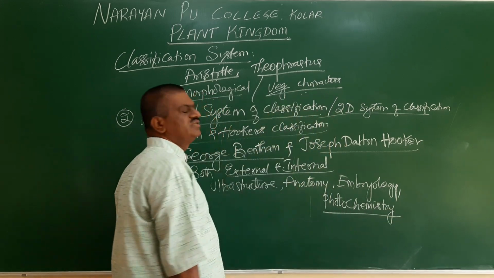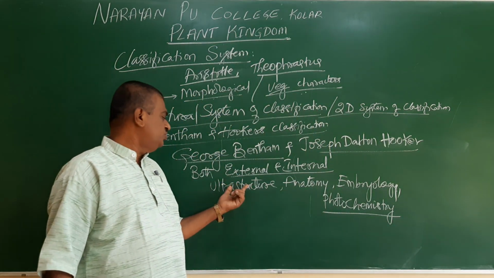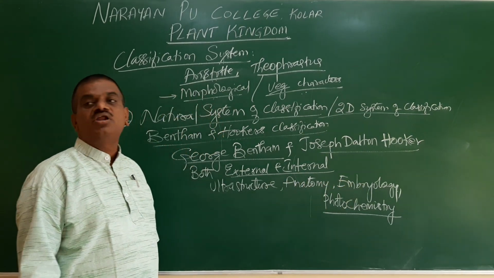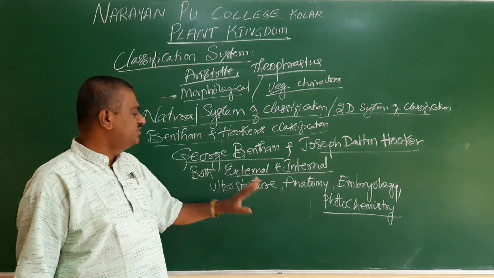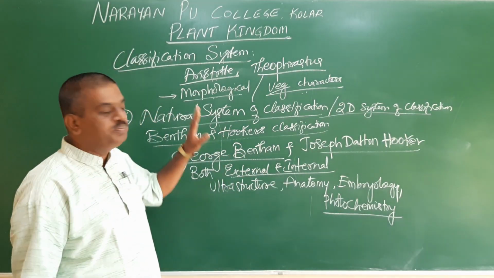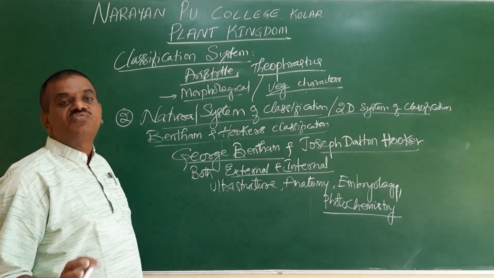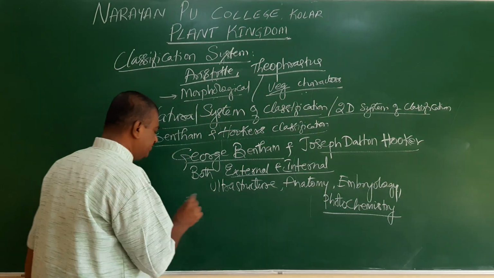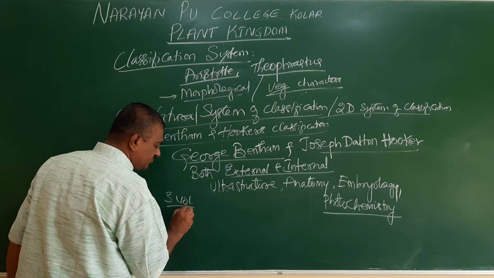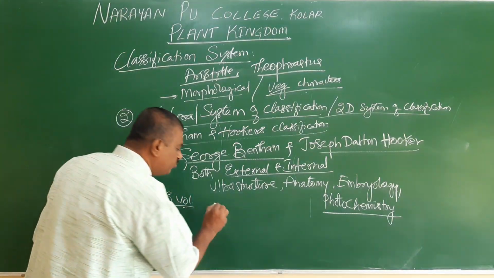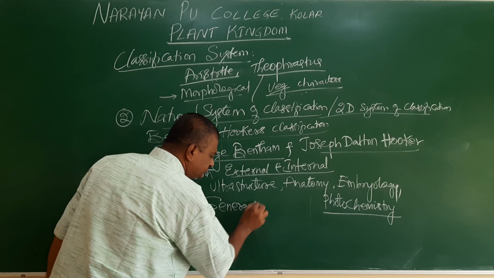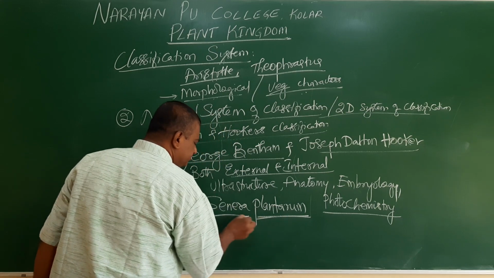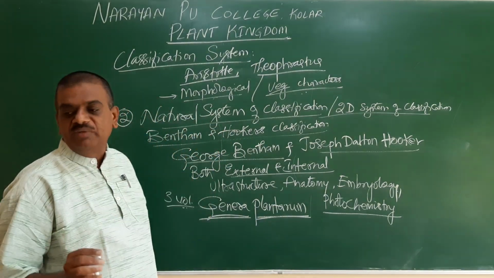Phytochemistry. So based on all these internal characters, it may be ultrastructure, anatomy, embryology, palynology or phytochemistry, plants are classified. And this natural system of classification was given by Bentham and Hooker. They have written a three volumes book, and the name of the book is Genera Plantarum. This is the title of the book written by Bentham and Hooker.